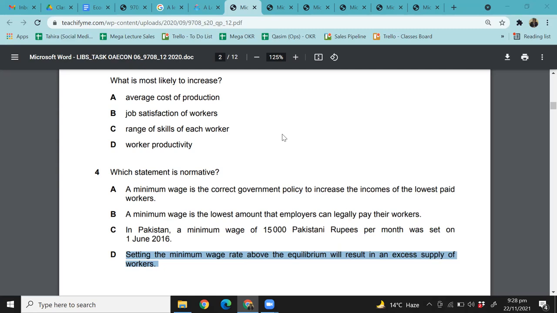What about other students? Is it A, B, C, D, what? Okay, D. Zohan is saying A. What about others? Zain? Khizr?